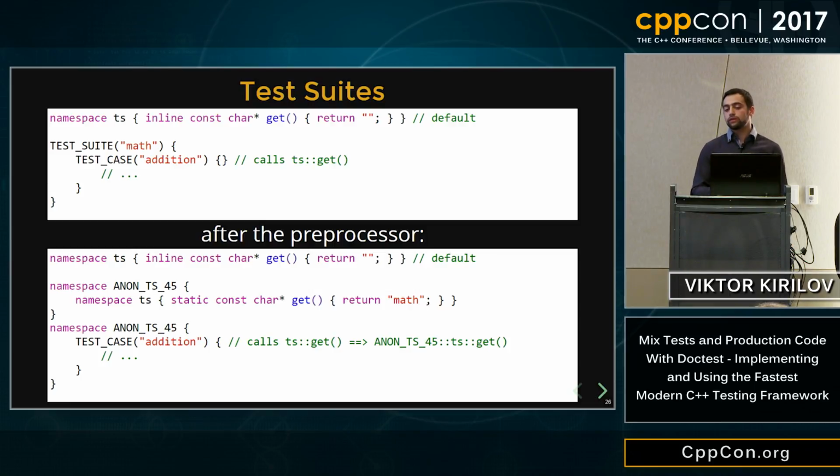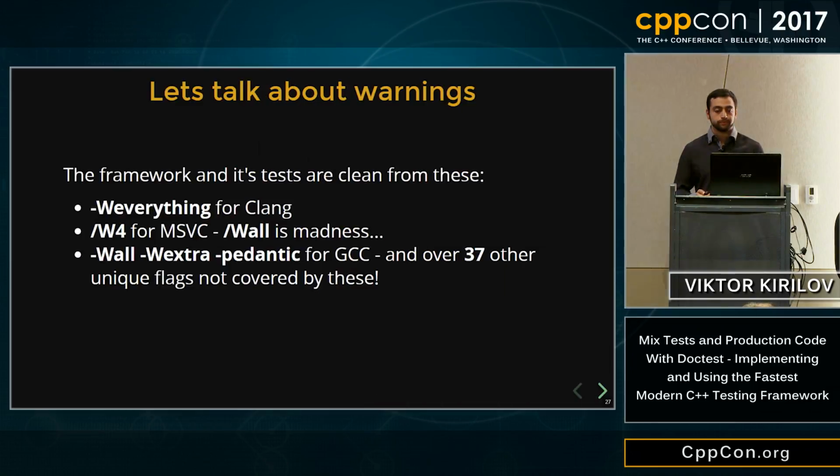We still have the default get function from Doctest, but now we have introduced an anonymous unique namespace in which we have made the get function inside of the TS namespace, and then we close all these namespaces and reopen the anonymous unique one again, to reuse the opening curly brace written by the user. And then when the test case macro expands and we call ts get, we actually call ts get from this unique namespace. And that's how this test case knows it is in that particular test suite.